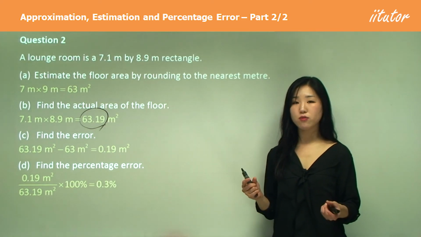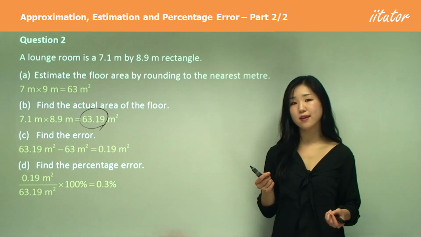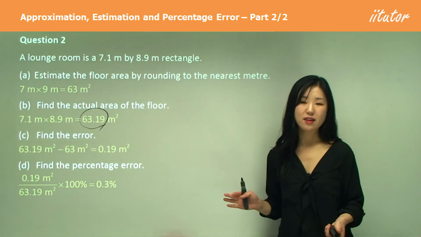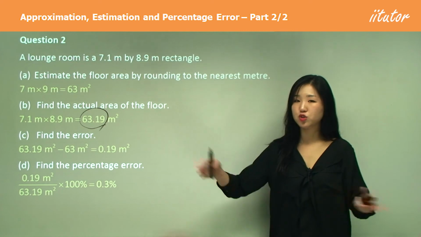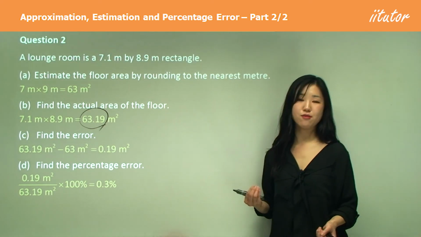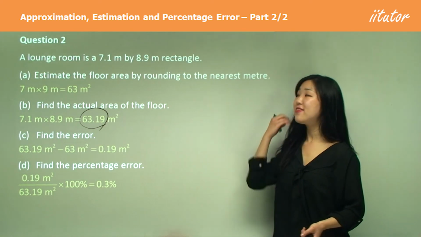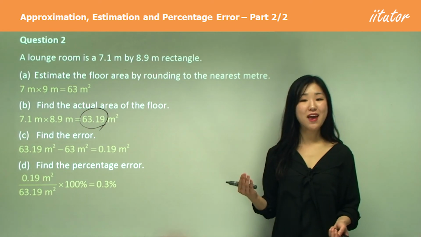So 0.3% is very, very small, isn't it? So this estimation is not too bad. It's not too different and not too distinct from the actual value. Okay, guys, so that was it. That was approximation and estimation.